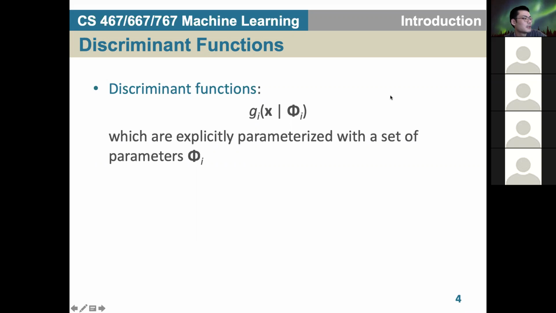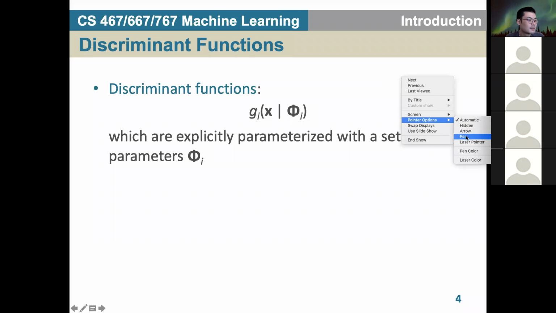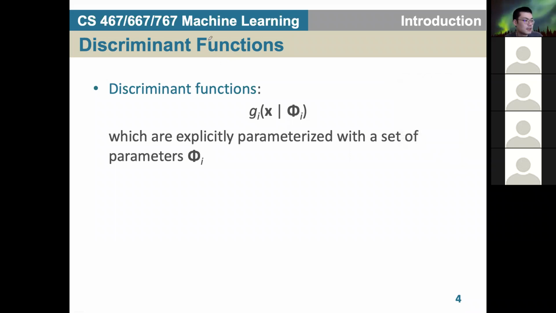So let me see. Here you can see that, let's say we have 3 classes. Right? Let me call out my pen. We have, let's say, class 1, class 2, class 3. And for each class, we have a parameter: parameter 1, parameter 2, parameter 3.